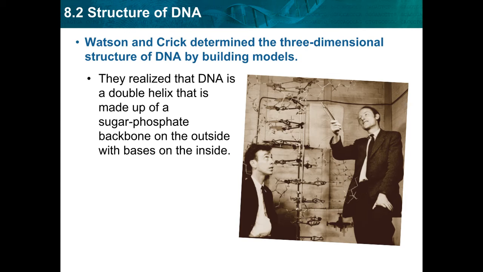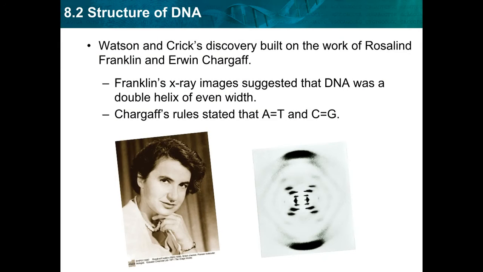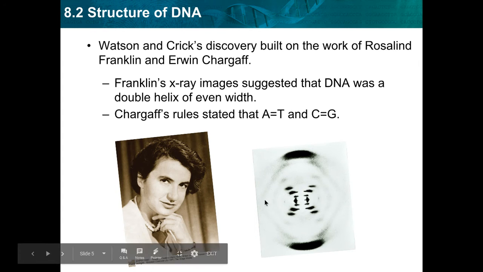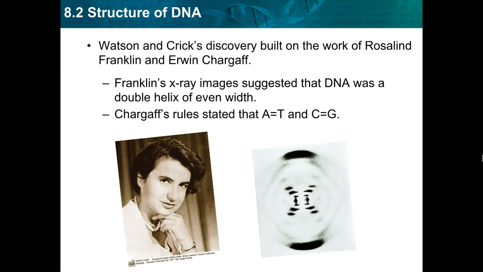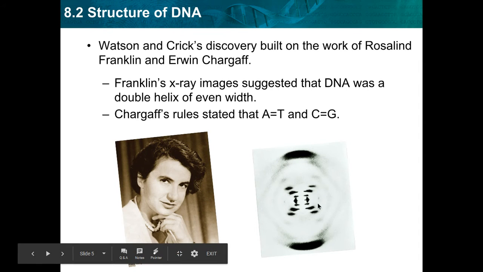Now, Watson and Crick couldn't have done this alone. They built on work from other scientists. One of those two scientists was Rosalind Franklin, and she was the first person to take X-ray images of DNA, which are shown right here. So her X-ray images basically suggested that DNA was a double helix or a twisted ladder, and the width was the same all the way across, 4 molecules, and you can kind of see that in here. This is like a picture of DNA from above.